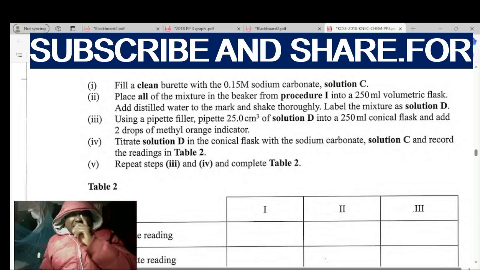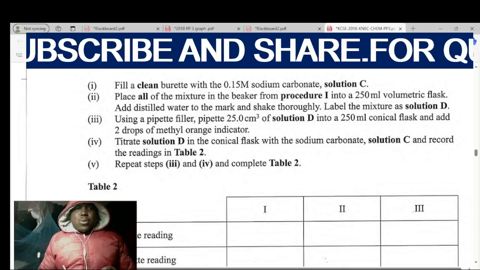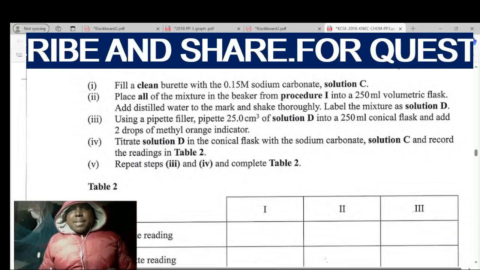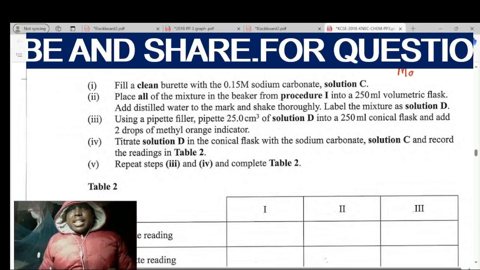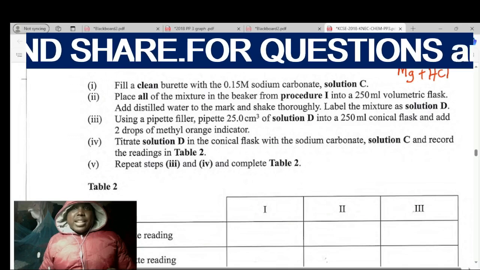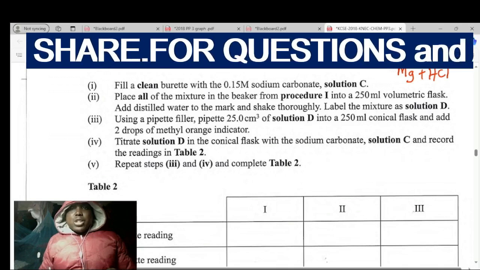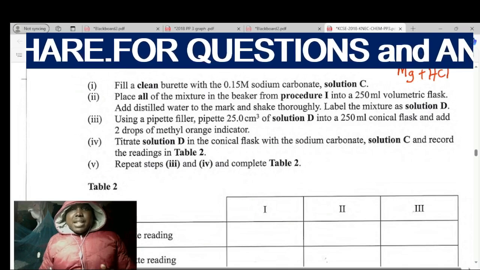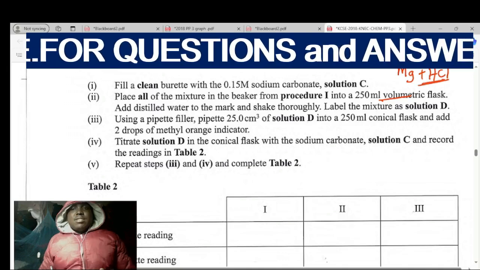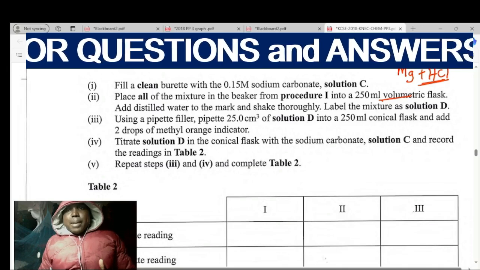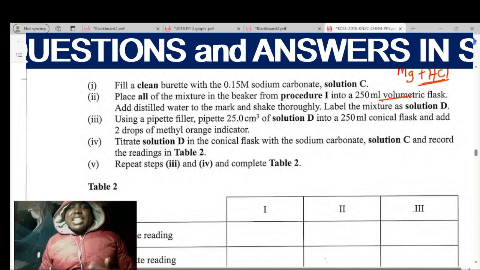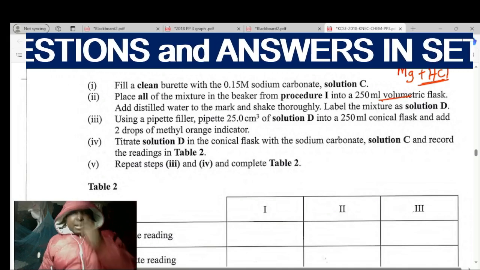Now you need to understand the mixture that we have from procedure 1, what is it a mixture of? We had magnesium reacting with HCl. So this HCl must have been in excess, 50 centimeters, 0.3 could not finish it. So the solution that we have here in the beaker is HCl. Remember that, because the reaction produced magnesium chloride plus hydrogen gas, which escaped. So what we have is magnesium chloride and excess HCl in the beaker after the reaction.